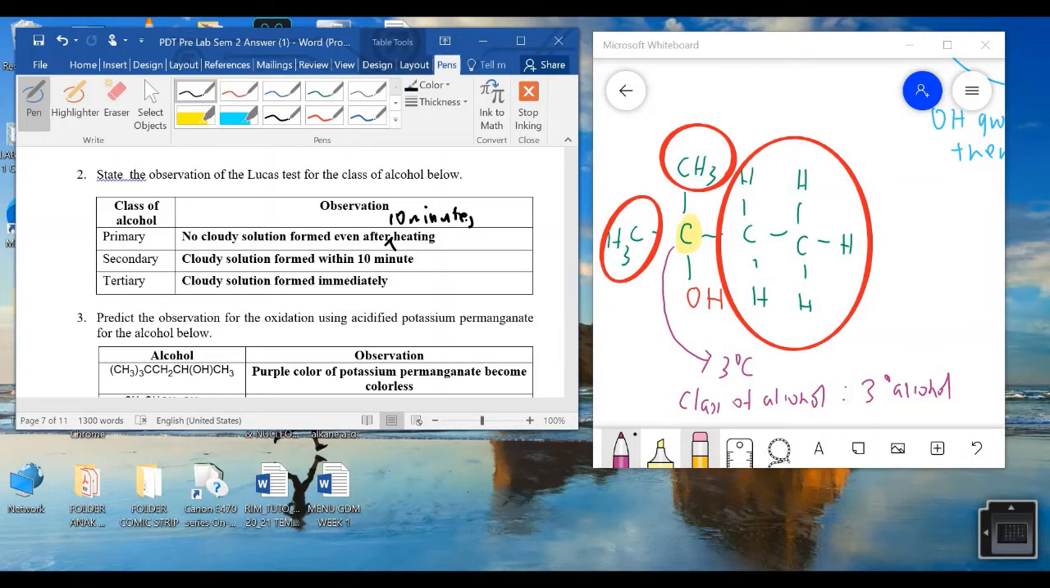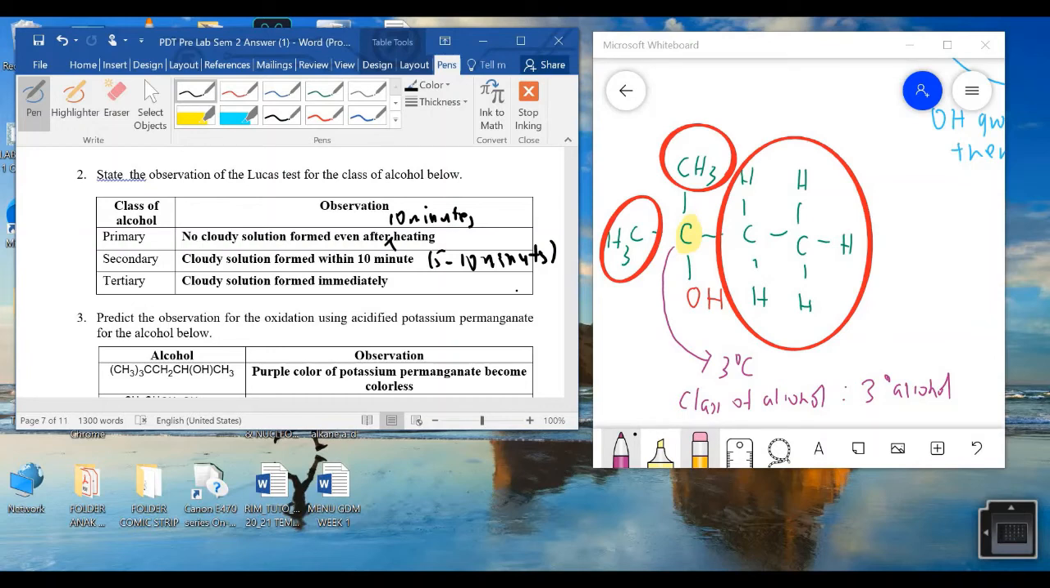So untuk secondary alcohol selalunya dalam range 5 to 10 minutes usually. Okay, so cloudy solution form within 10 minutes ataupun solution turns cloudy within 5 to 10. Selalunya dia dalam range 5 ke 10 minit, bergantunglah kepada eksperimen yang you buat. Sometimes you dapat 8 minit, kadang-kadang 9 minit, kadang-kadang 10 minit. Alright, untuk Lucas test, timing is very important. Once you put the Lucas reagent, you have to start the time. Dia tak boleh lagging, you kena betul-betul tengok timing dia berapa.